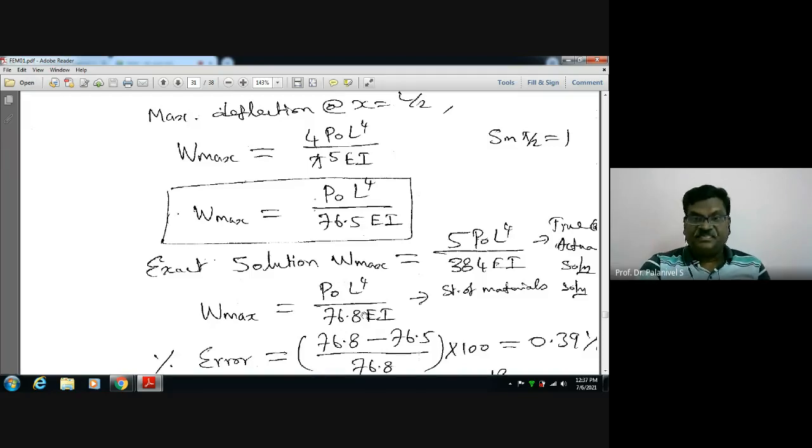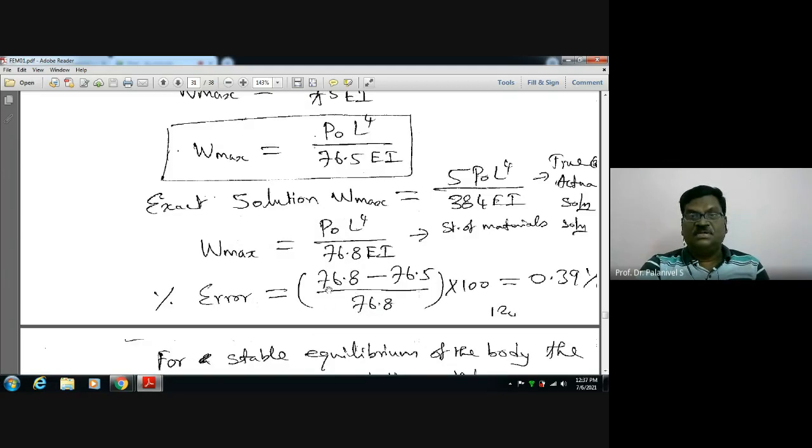Now you can enjoy the beauty of it. What is the percentage error involved? 76.8 minus 76.5 divided by 76.5 into 100. That is equal to the difference between those two divided by 76.8. 76.8 is the exact value, no? That is why the difference between these two into 100 will give you only 0.39% error involved.